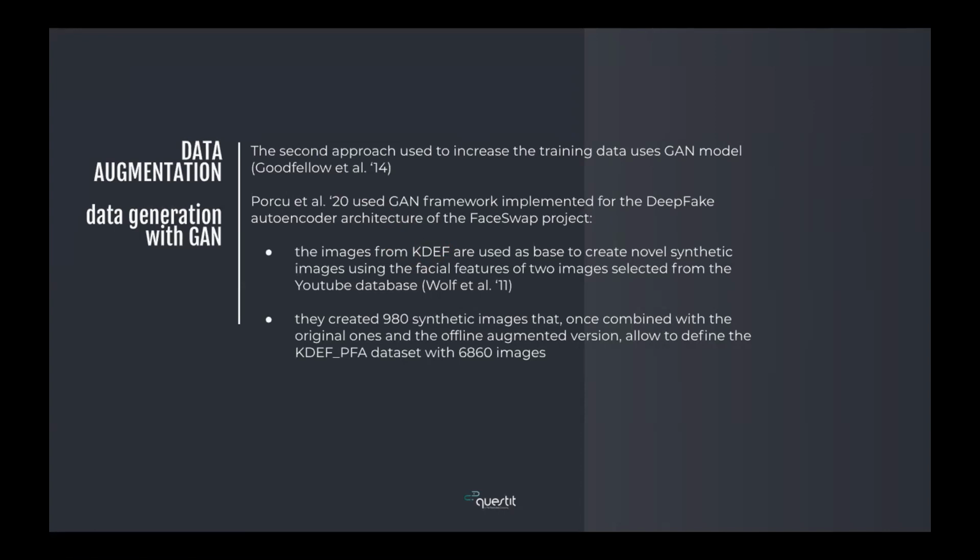they swap the original phase with the YouTube phases, applying the phase of the YouTube dataset to the original one, but without changing the expression. So they created 980 synthetic images that, once combined with the original one and the offline augmentation version, created a new dataset called KDF-PFA with 6,860 images.